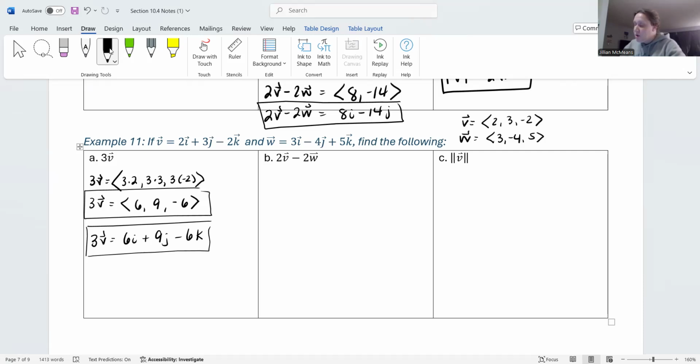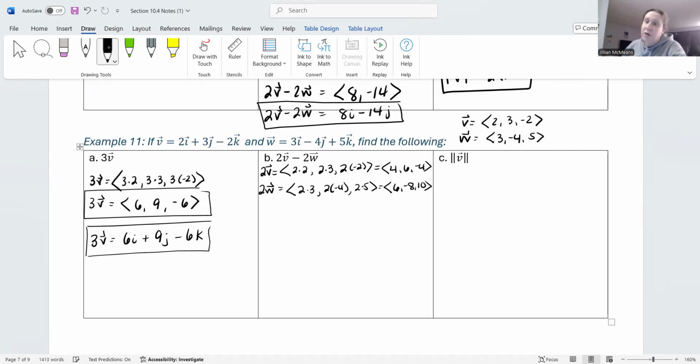Do that, okay? So for me, I'm going to figure out 2v. So that is going to be 2 times 2, 2 times 3, 2 times -2. So that is 4, 6, -4. And then 2 times vector w is going to be 2 times 3, 2 times -4, 2 times 5, which is going to be 6, -8, 10. And then I can really easily subtract them. So for me, this is easier. You do what makes you the absolute happiest.